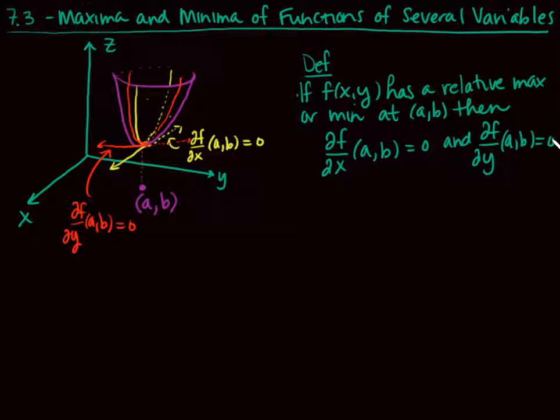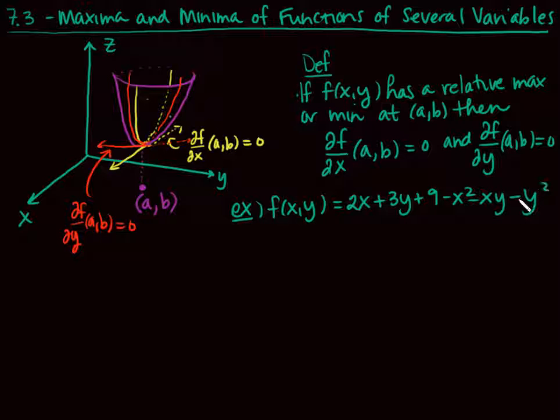Let's do a quick example of this. Let's say that the function f of x, y, which in this case is going to be 2x plus 3y plus 9 minus x squared minus xy, this one's a little crazy, minus y squared, has a relative max. Find where it occurs.